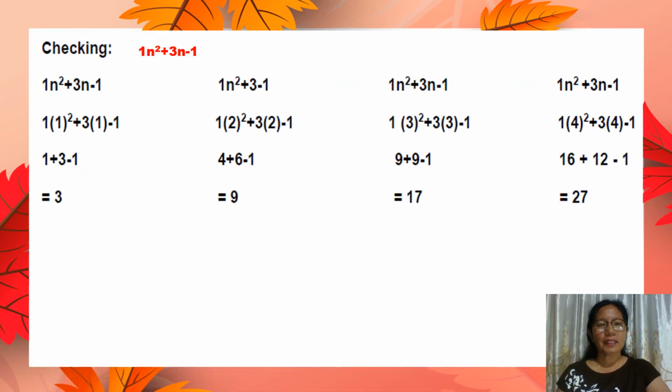So this time let us check the sequence using our nth rule, which is 1n squared plus 3n minus 1. So if n is equal to 1, so 1 squared is 1. 3 times 1 is 3. So 1 plus 3 is 4 minus 1, that is equal to 3. If n is equal to 2, so 2 squared is 4. 3 times 2 is 6. So 4 plus 6 is 10 minus 1, that is equal to 9.